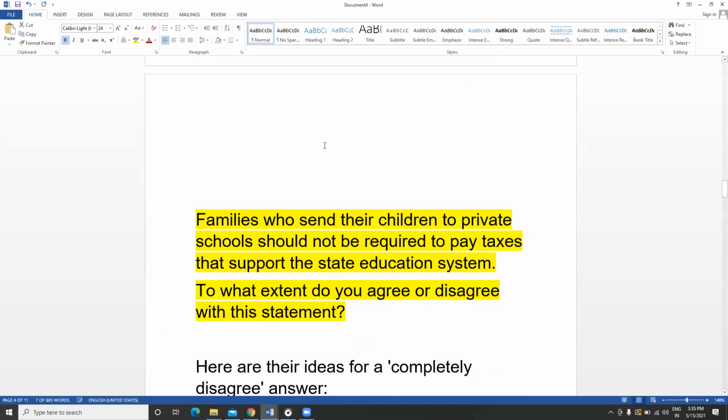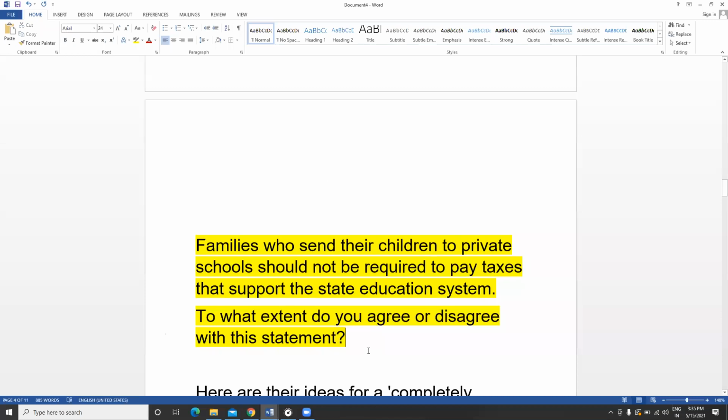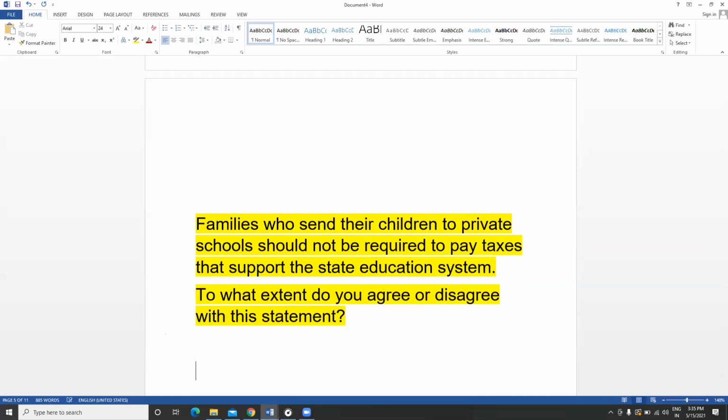So I've just added a question on the screen. I want you to read and let me know in the comment section what is your opinion. Families who send their children to private schools should not be required to pay taxes that support the state education system. To what extent do you agree or disagree?